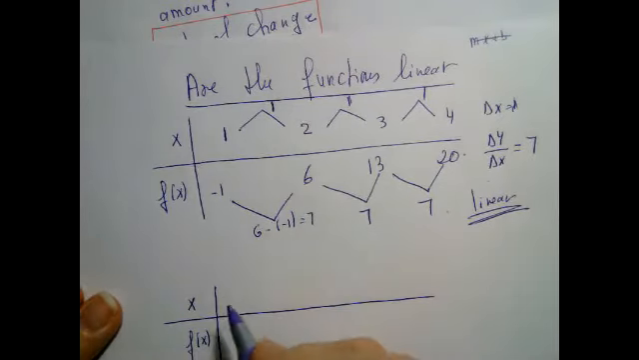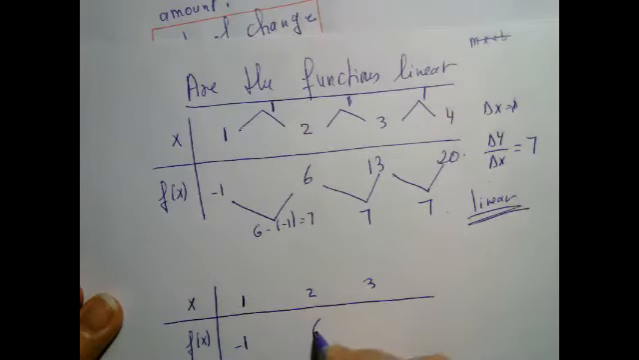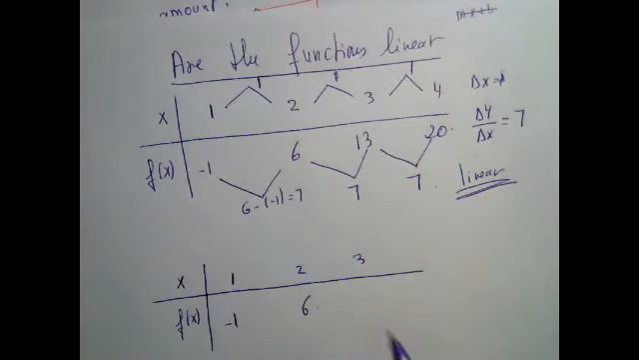And let me come up with some number. 1, 2, 3, -1, 6. Quickly, who can give me a value here so that this function is not linear? 14.